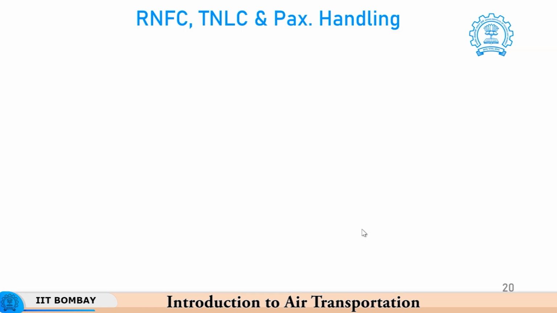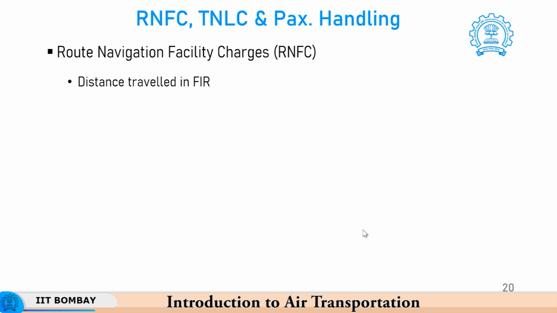Finally, we will look at the charges which an airline has to pay for operation at the airports, for landing at the airports and for the navigation in the air, which was clubbed under the term fees in my first slide. So, the first component is the route navigation facility charges or the RNFC. This is a function of how much distance an aircraft travels in the flight information region or in the airspace which is controlled by a particular country as allocated by ICAO.